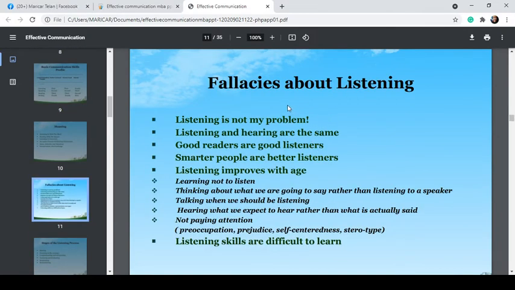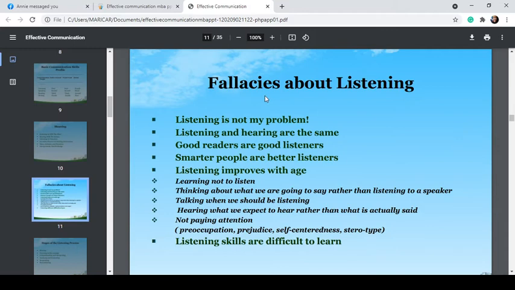Meron naman tayong tinatawag na fallacies about listening. So, example nito, listening is not my problem. Listening and hearing are the same. So, sabi dito, yung pakikinig daw at yung naririnig ay pareho lang. Mali yun, no? Ang pakikinig ay ina-absorb ng utak at yung hearing naman na sinasabi ay yung basta narinig mo lang pero hindi inabsorb ng utak mo.